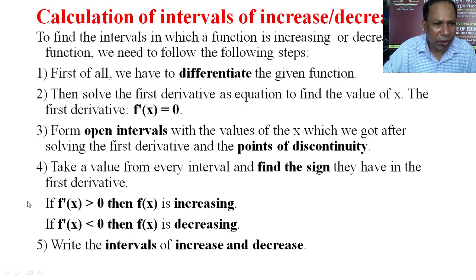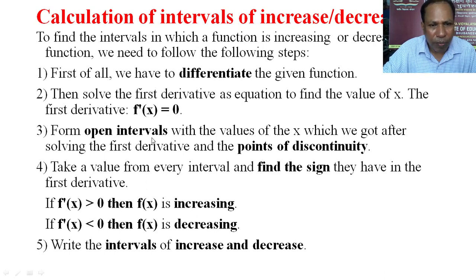So these are the following steps. First of all, we have to differentiate the given function. So find the derivative of the function. Then equate that derivative to 0. After equating the derivative to 0, we get the critical points, the points at which the number line will be divided into disjoint intervals.